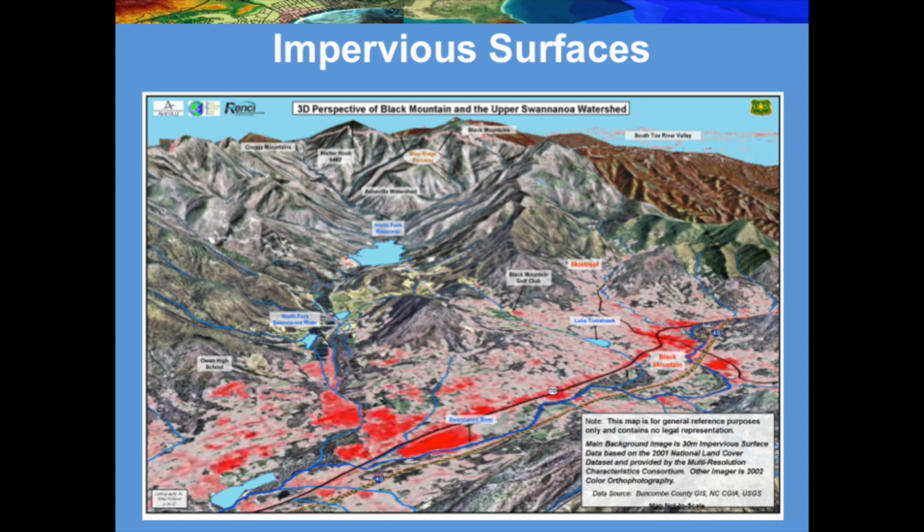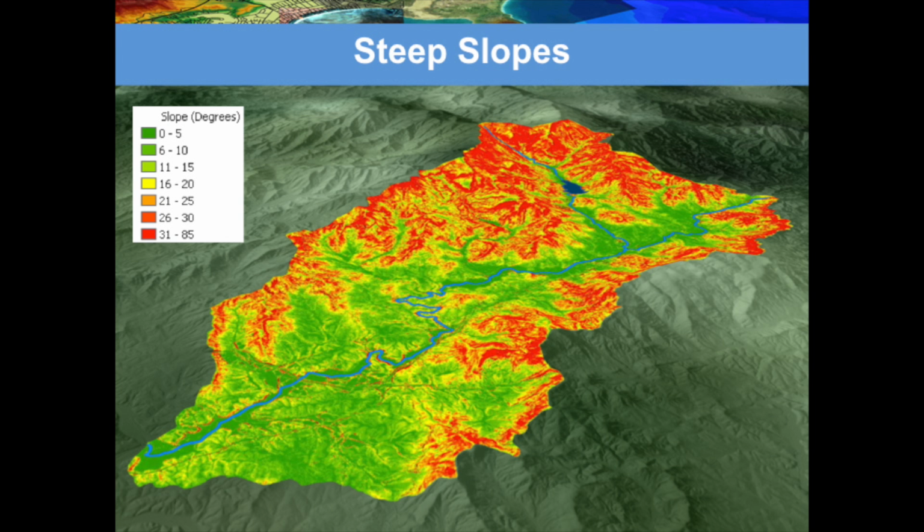Rick talked a lot about landslides and steep slopes earlier, and so here's what those look like for the Swannanoa watershed. And obviously as we move further east up into the watershed, the terrain gets more complex, the steeps become greater, the slopes become greater, and that too is going to impact not only flash flooding but landslides as well.